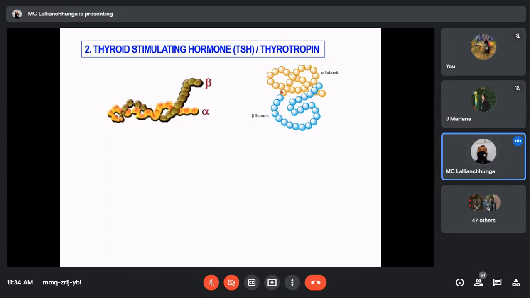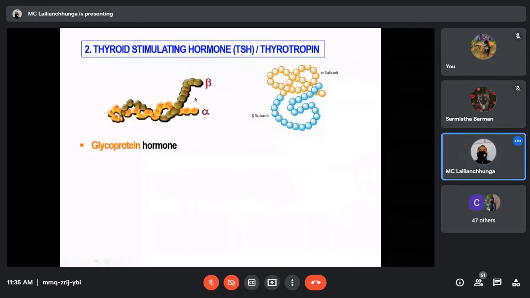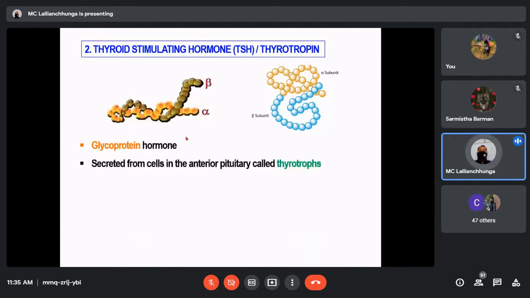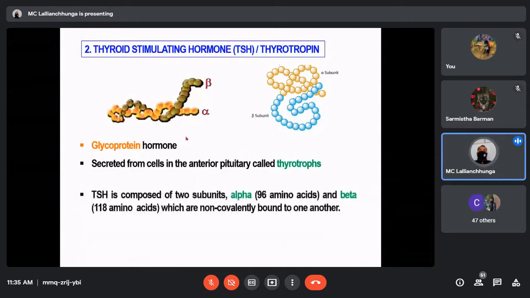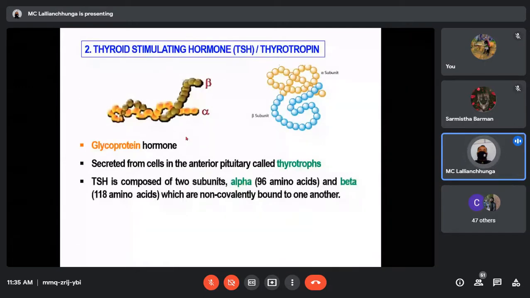So this is a glycoprotein hormone. Here I have shown two structures of the thyrotropin or TSH, this one and this one. Similar only. It is a glycoprotein hormone. Glycoprotein hormone means it is a mixture of protein and carbohydrate. So these, you already know, are secreted from the thyrotropes of the anterior pituitary gland. It is composed of two subunits. Unlike growth hormone, which was a single chain protein, TSH is having two subunits.